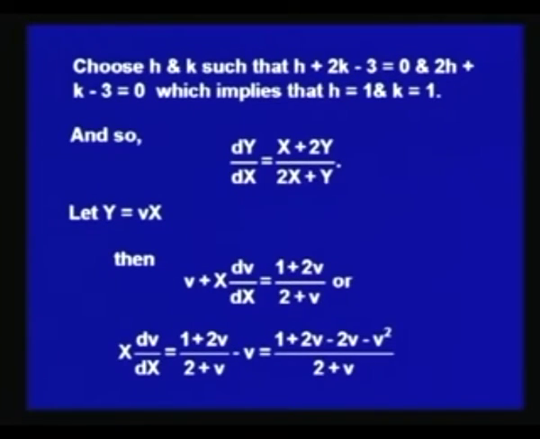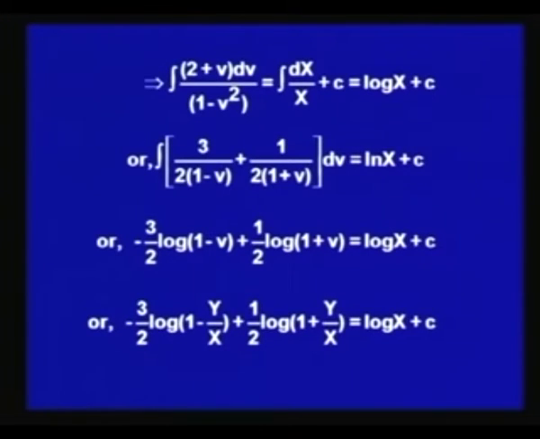Now, we can separate the variables x and v and then integrate. We shall have the integral of (2 plus v) dv over (1 minus v square) equal to the integral of dx over x plus c, which will be equal to log x plus c. In the left hand side, we break it into partial fractions.